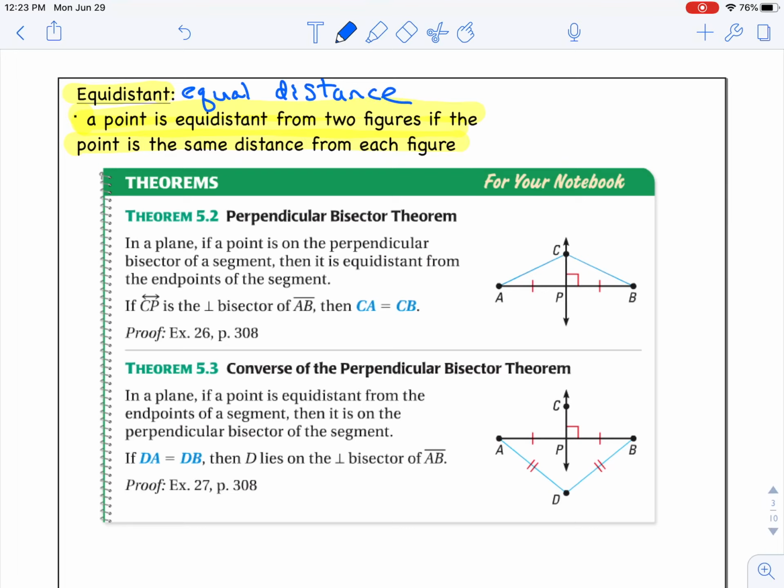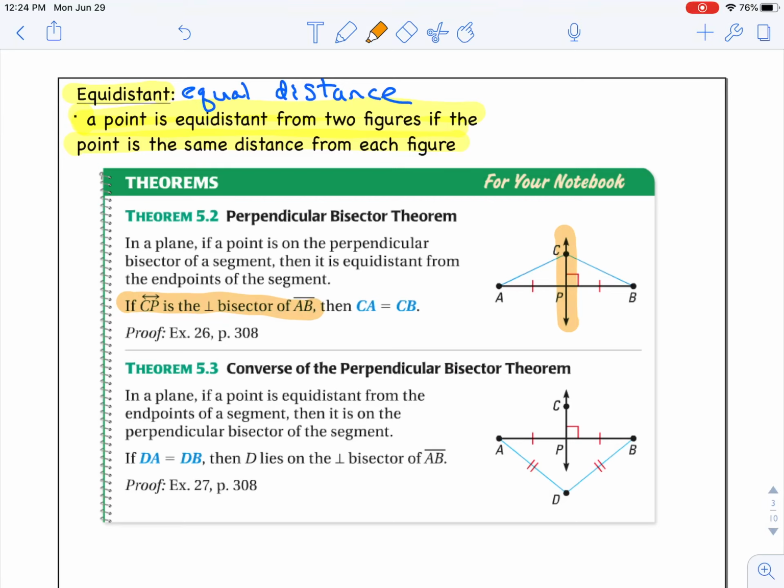So we have two theorems dealing with perpendicular bisectors. Well, a theorem and its converse, I guess. The perpendicular bisector theorem says, in a plane, if a point is on the perpendicular bisector of a segment, then it is equidistant from the endpoints of the segment. So I can see that CP is perpendicular at the midpoint of AB. So CP is the perpendicular bisector of AB.